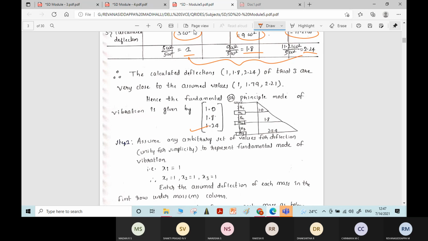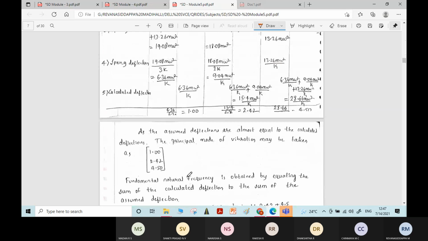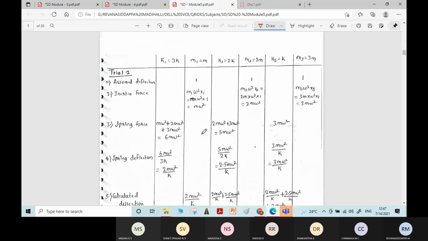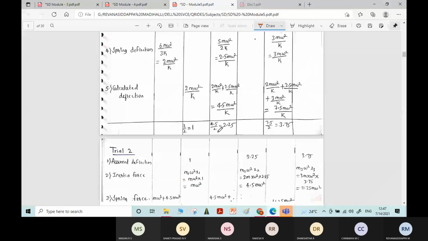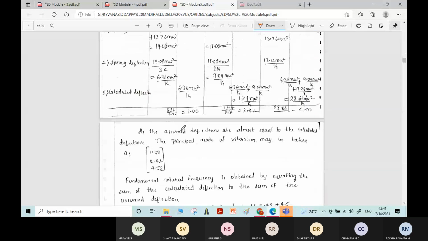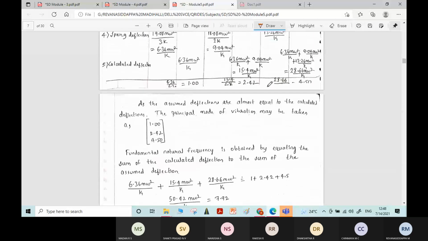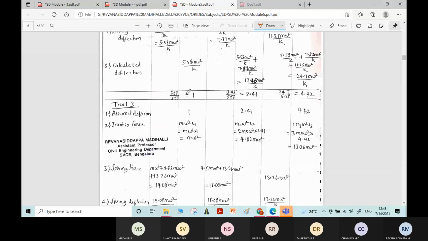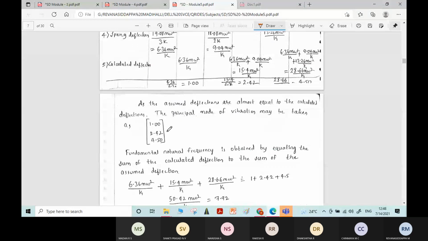Using these mode shapes and this assumed deflection, we can find the natural frequency. I think in the next problem I have done it. Yes, here. Same procedure for all the problems, students. You just go through them. Here for this problem, again 3 iterations have been followed. See 1, 2.4, 4.50. They are near to the assumed deflections 1, 2.41 and 4.42. So this is the mode shape. Using these mode shapes and these values, the natural frequency is identified.